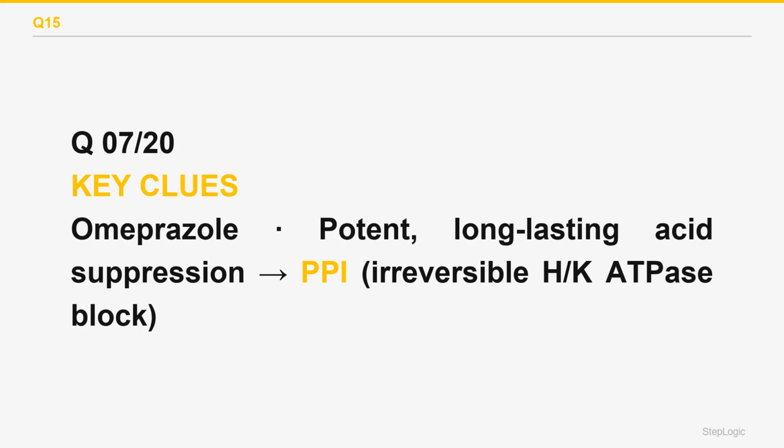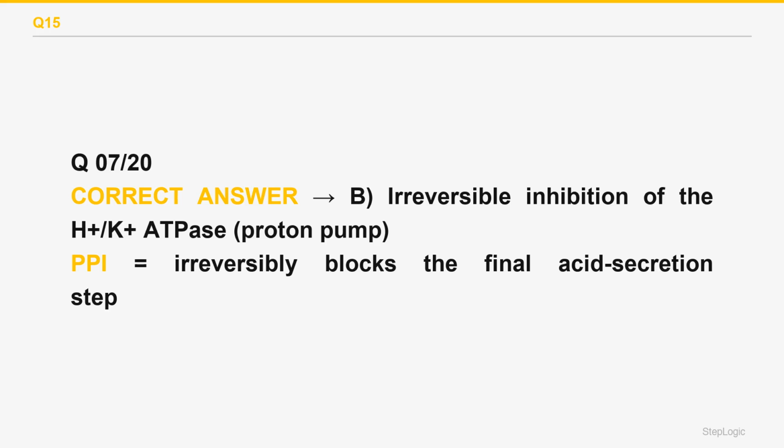It irreversibly inhibits the H plus K plus ATPase, the proton pump, on the apical membrane of the gastric parietal cell. This pump is the final common step in acid secretion, the point at which hydrogen ions are actually pumped into the stomach lumen, so blocking it suppresses acid no matter which upstream stimulator, gastrin, histamine, or acetylcholine, is active. PPIs are prodrugs activated in the acidic environment of the parietal cell, and because the inhibition is irreversible, acid suppression is potent and lasts until new pumps are synthesized, explaining the long duration. The correct answer is B.